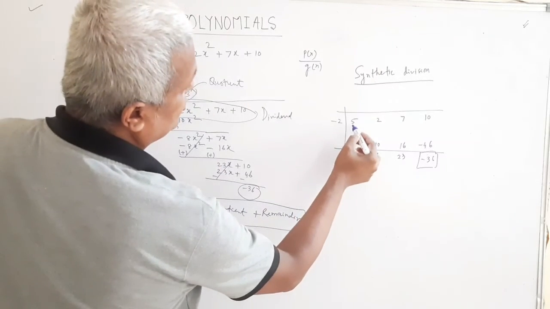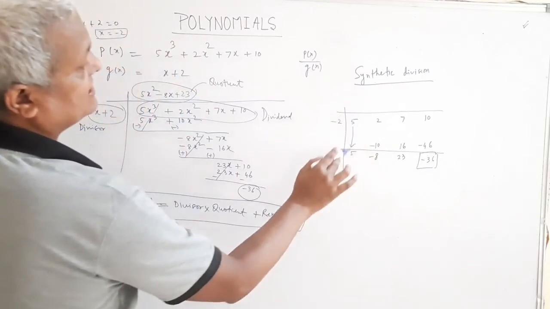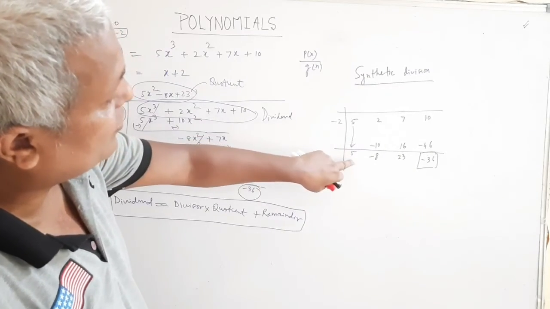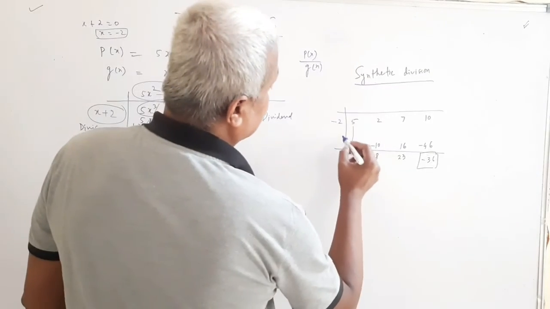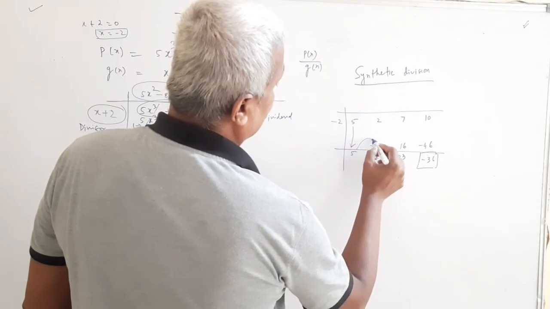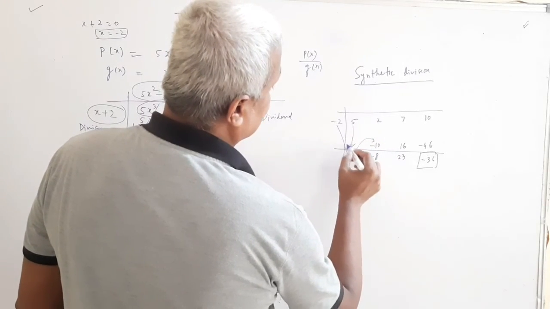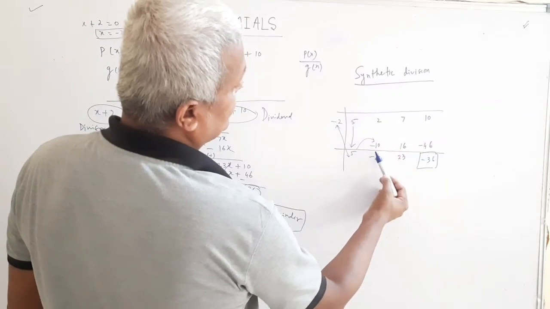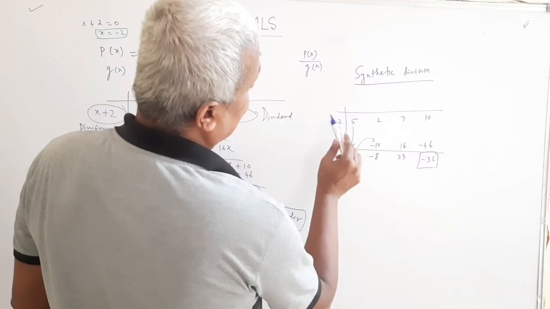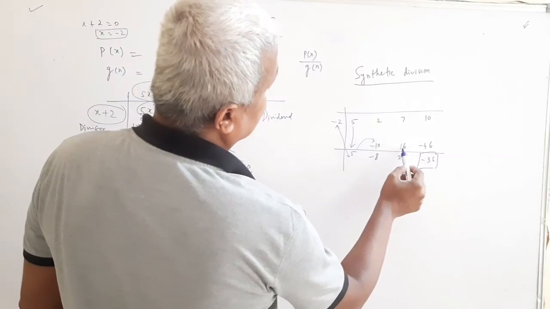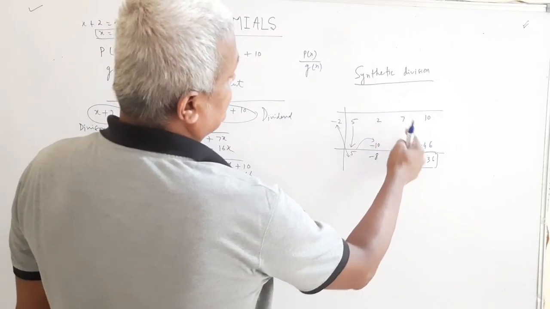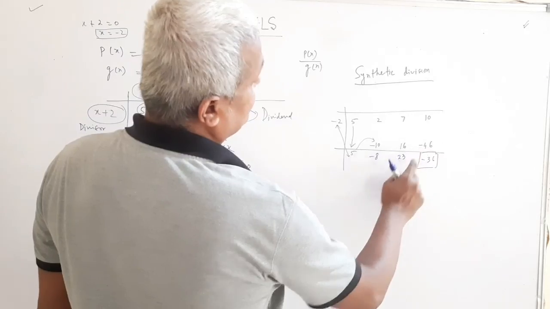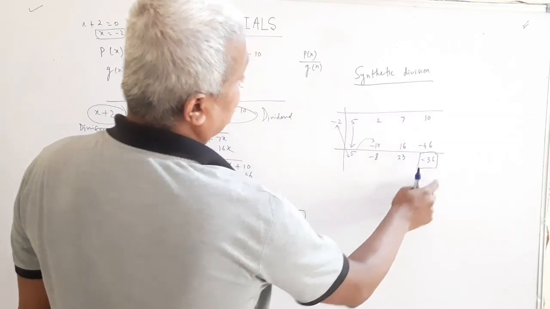And then the first one, don't do anything, just drag it down. Whatever it is, just leave it there below. Now multiply this minus 2 with this 5 and the result comes here. Now add these two. So 2 plus minus 10 is minus 8. Now again multiply minus 2 with minus 8, this is 16. And then add 16 plus 7, 23. Then again you multiply by minus 2, this gives you minus 46. And then you add these two, and it is minus 36.